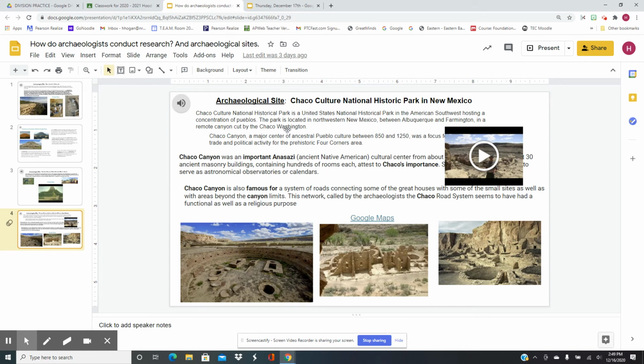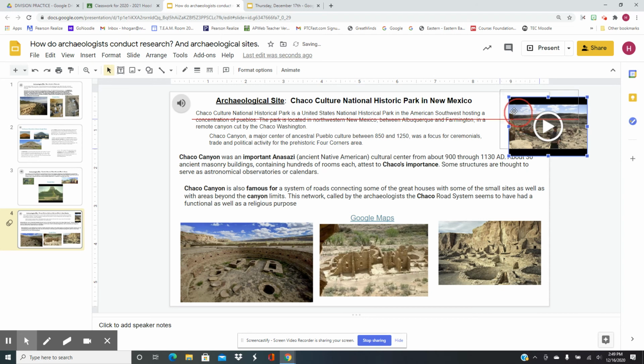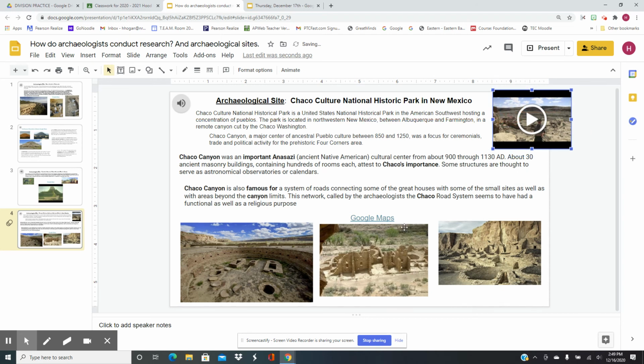And finally, the Chacao culture in New Mexico. Again, listen to this. It's 3 minutes. You can see how they've excavated it. Different archaeologists, the Anansi tribe, and oops, this moved. I tried to get this out of the way so you could see the words. There's a video here and Google Maps. So that's what you're doing for social studies.